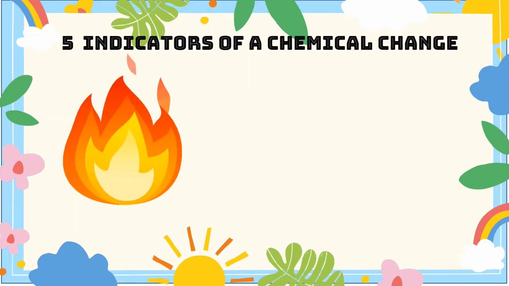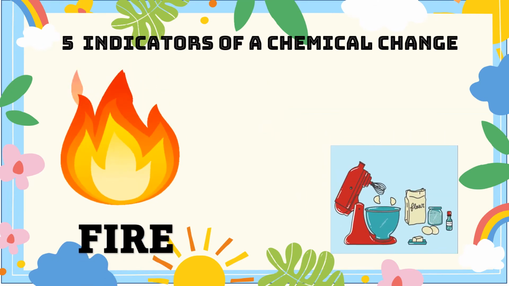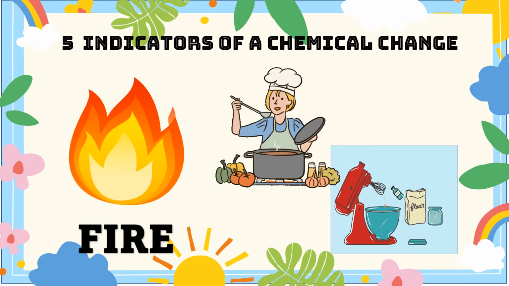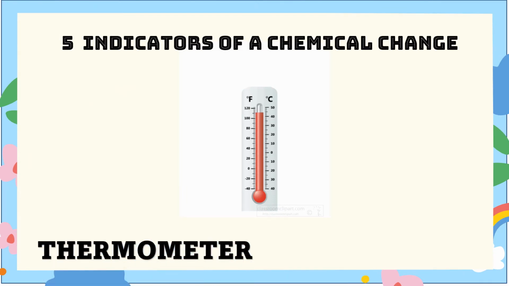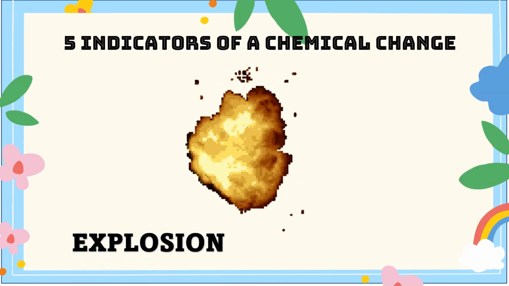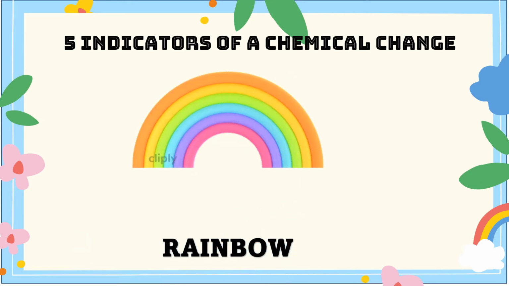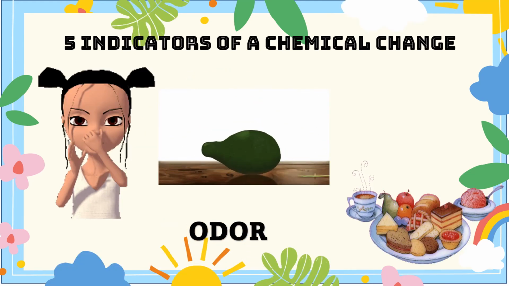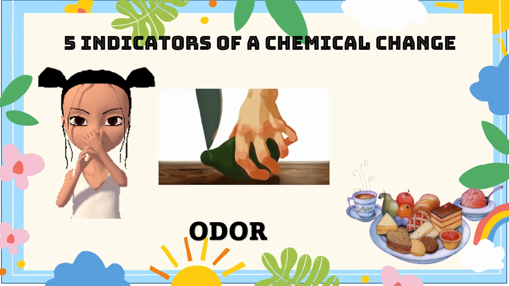Here are five indicators of chemical change. First, if you see burning or fire, it is a chemical change. When you cook or bake, you produce a new product. A temperature change without heating or cooling is a chemical change. An explosion is a chemical change. They are also pretty cool. A change in color is a chemical change. A change in odor is a chemical change. And anytime you have bubbles or fizzing, you have a chemical change.